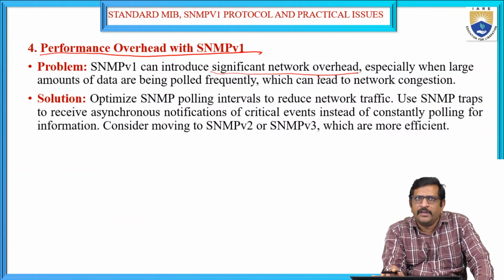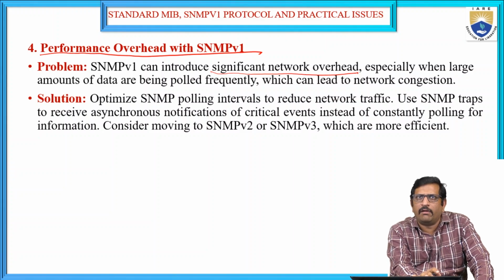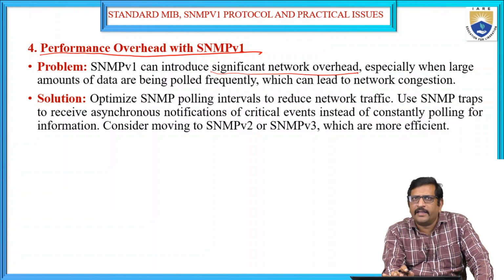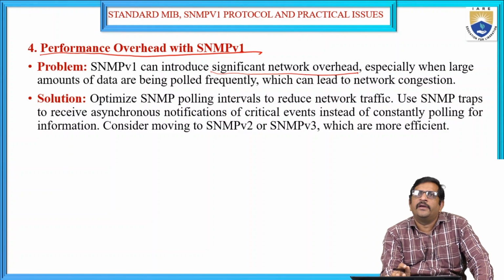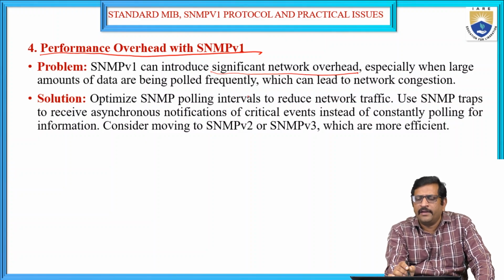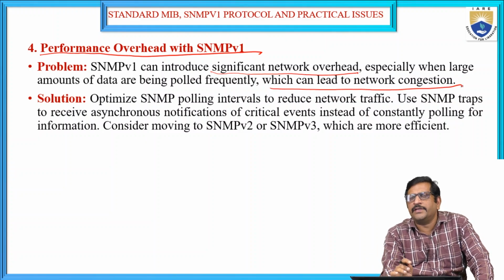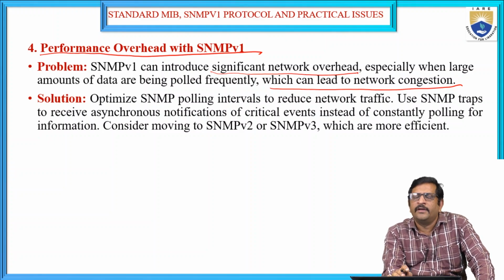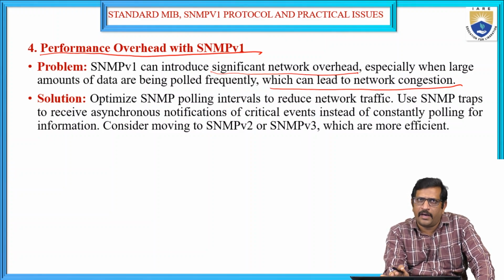Especially when a large amount of data is pulled frequently. If you pull the data frequently, network overhead will arise. The network will be overloaded. This is the problem that can cause network congestion. Congestion will arise when the traffic load is high. That means the more data you transfer, generally the more congestion will arise.